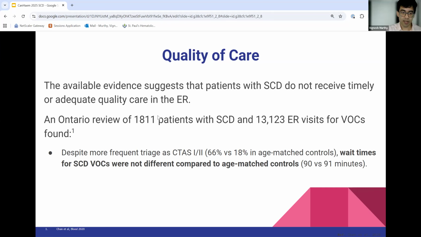An Ontario review of 1,800 patients and 13,000 ER visits found that although they were far more likely to be triaged as CTAS 1 or 2, 66% versus 18%, the wait times were not actually different compared to age-matched controls. Even accounting for their much higher triage acuity scores, these patients were still waiting just as long as the general population who had a lower average CTAS score, essentially. So the more acute triage didn't seem to make a difference, and that is a problem.